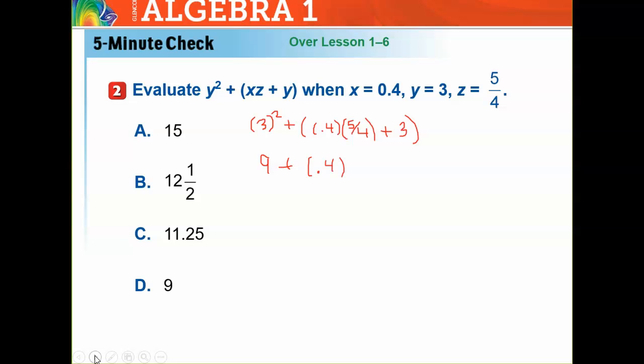I do? Yeah. X is 0.4, yours is 1.4. Oh, that was a parenthesis. Oh, okay. Sorry. Yeah. That's my leg.